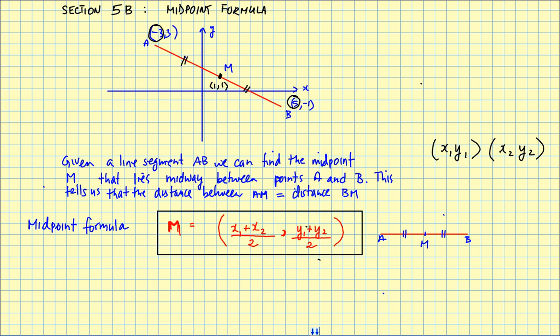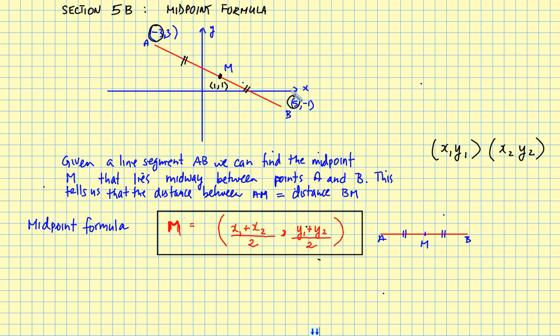If we were given a line segment AB, we can find the midpoint of it, that is the point that lies halfway between point A and point B. For example, we've got (-3, 3) and (5, -1) for points A and B, and we want to find the middle point. If I call M the midpoint, then AM would have to be exactly the same length as MB.